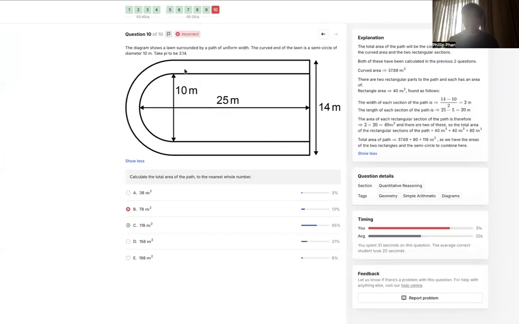Oh right, no, each one is, that was silly of me. Each one is actually 40. I added 20, but it's actually 40. So these two are 80 in total, and then I added that together. I accidentally added only one of the rectangular parts. So don't do that. That was a terrible mistake.